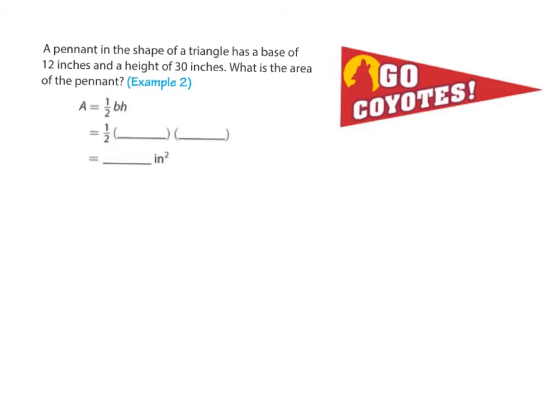All right. And finally, the last one, it says we have a pennant in the shape of a triangle. It has a base of 12 inches and a height of 30 inches. This is your base right here, and then your height runs from there up to the top of the triangle. I don't even guess we need the picture there. As long as we know that the base is 12 inches and the height is 30, we can substitute it.